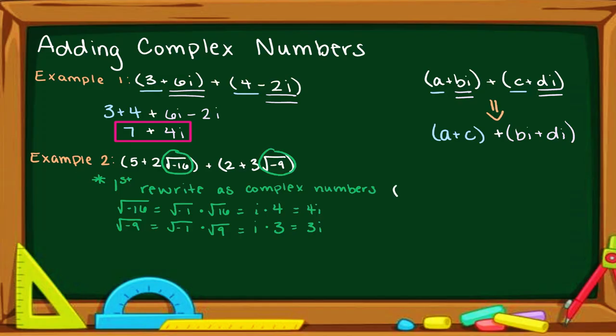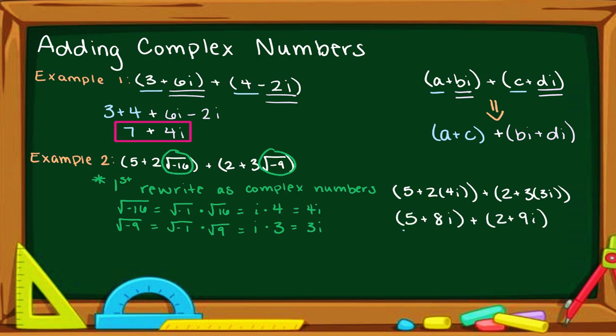We can rewrite our expression as 5 plus 2 times 4i plus 2 plus 3 times 3i. That makes our complex numbers 5 plus 8i plus 2 plus 9i. Our like terms are 5 and 2, and 8i and 9i. So 5 plus 2 gives us 7, 8i plus 9i gives us 17i. And our final answer is 7 plus 17i.